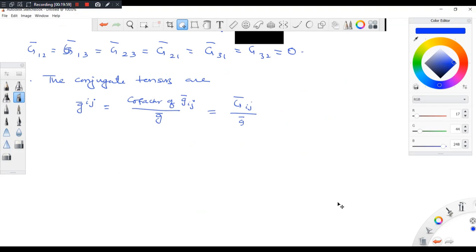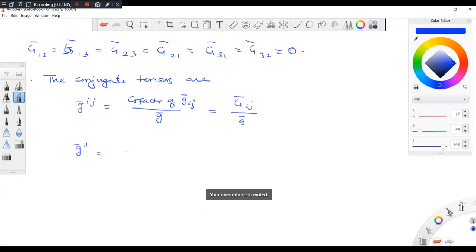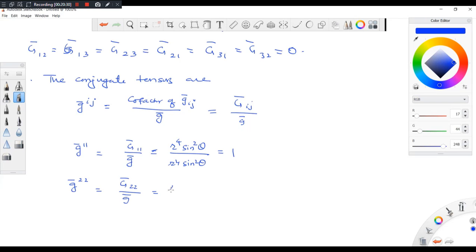So you can see now G bar 11 is equal to G bar 11 by G. What is this? G bar 11, you have calculated, r raised to 4 sin square theta. And G is also R raised to 4 sine square theta, which is 1. G bar 22 is G bar 22 upon G bar. So this is R square sine square theta upon R raised to 4 sine square theta. So it is 1 by R square.